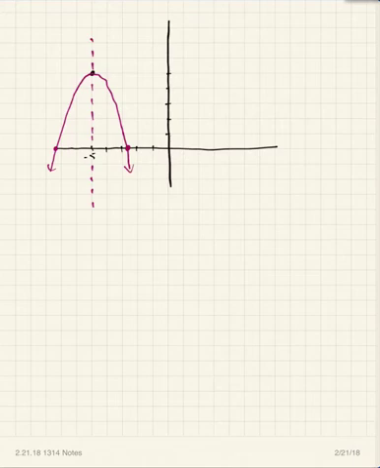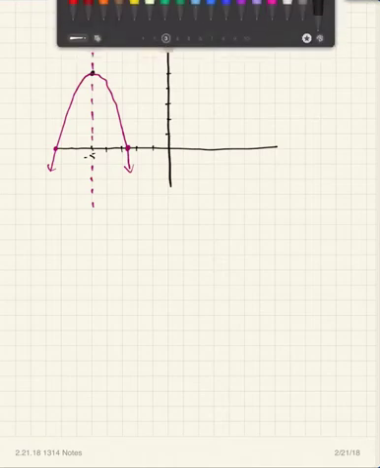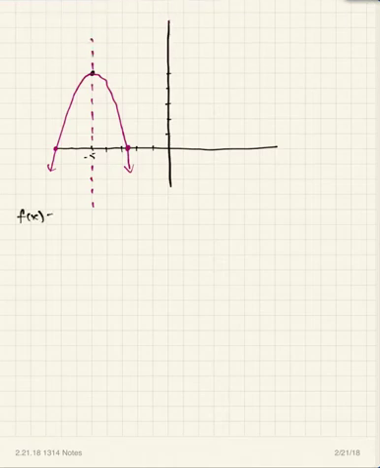Let's look at another example. So you have f of x equals, let's say, 2x squared minus 16x plus 9. All right, and we want to make a sketch of that graph. We want to find the information that we need for this particular problem.